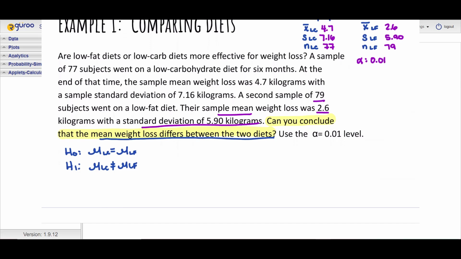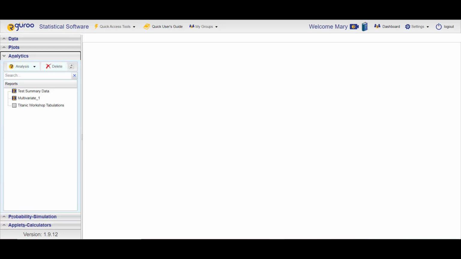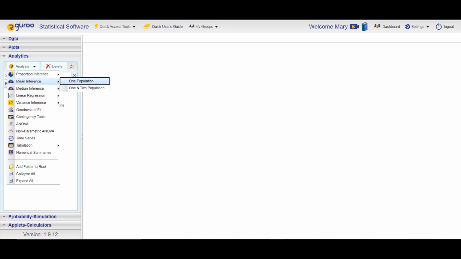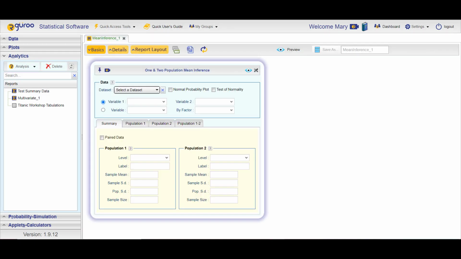So let's come over to Rguroo, and we're going to click on Analytics, and we're testing a mean, so mean inference, but we're doing two populations because we have two samples. And we have this box that pops up. Now, we're not going to do anything here at the top because we're not using a data set. We're entering our own data. So we're going to come down here to the Summary tab.